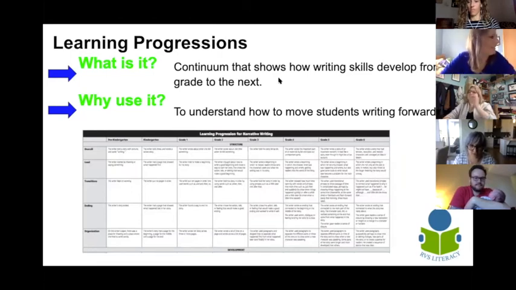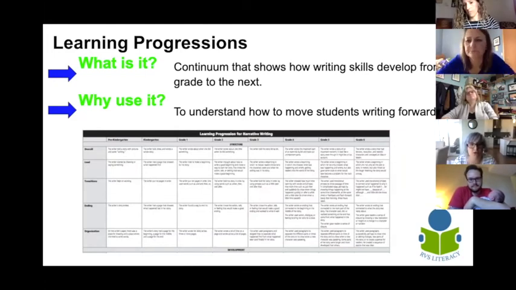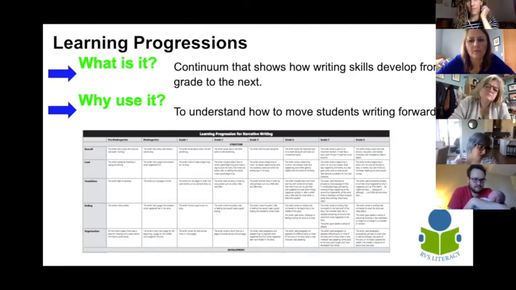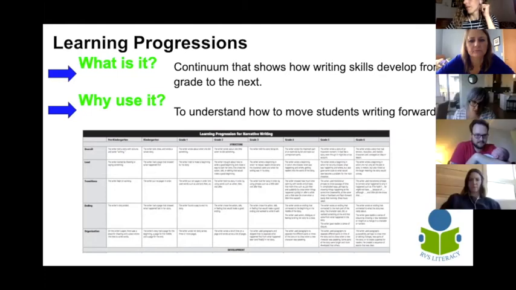Okay, so learning progressions, it's this humongous document and it's overwhelming, and I'm going to give you a quick and dirty about what it is. So the learning progressions are essentially a continuum to show you how the skills of writing develop from one grade to the next. The idea is so that we as teachers can understand how to move students' writing forward, but also to understand how the writing is developed. And so I feel as though when teachers see it, it's really powerful, because then they can see the growth that's expected throughout the genre.